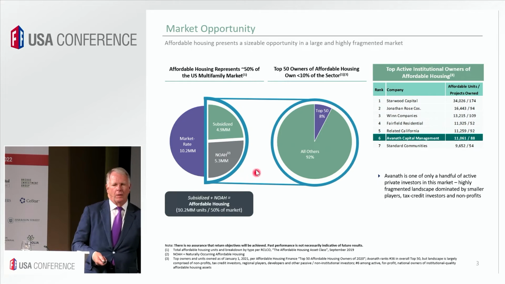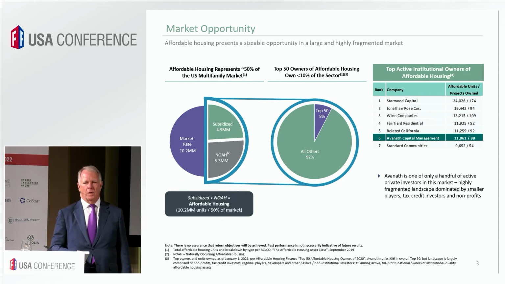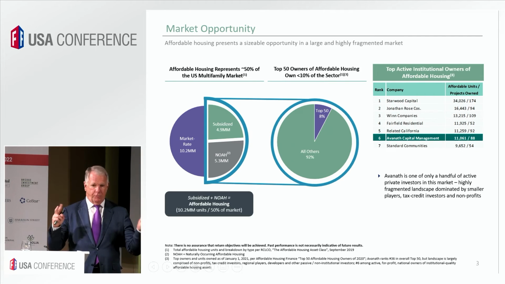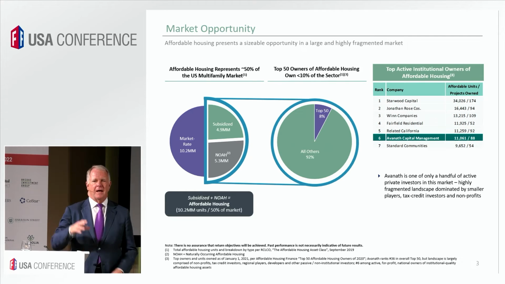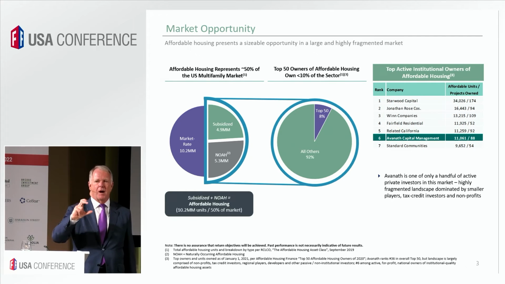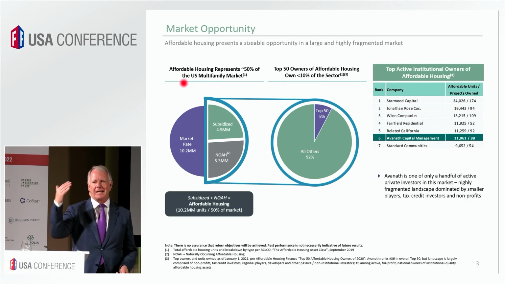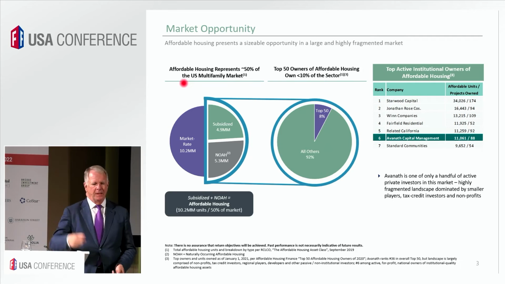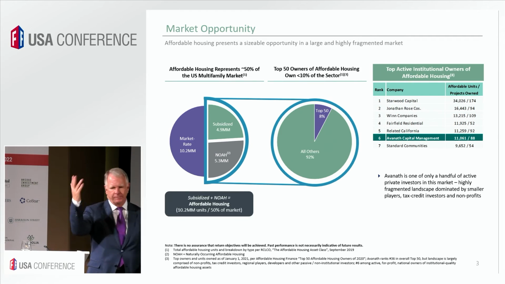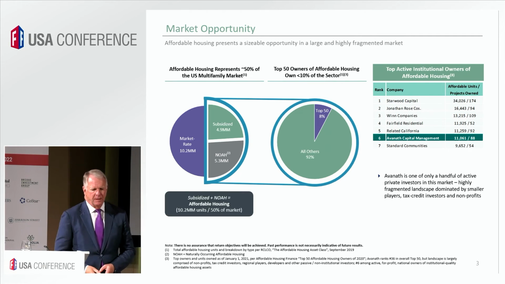And what they call NOAH, which is naturally occurring affordable housing. That's the workforce housing in the U.S. So that's housing that's probably the B and C properties. Subsidized housing serves people that generally make about 60% of area median income. This serves people that make somewhere between 60 and 80% of median income. And then the market rate would obviously be the next tier up above that.